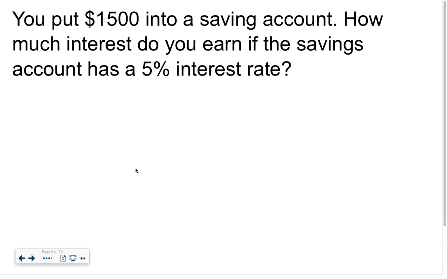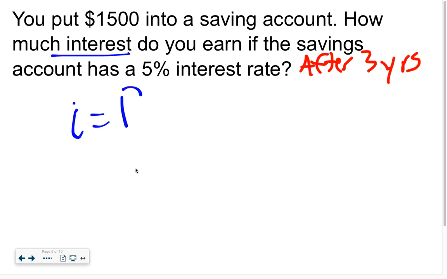Here we go. This one, you need to add one thing to it. You need to put in after 3 years. There's no time on this one. That's a typo on our part. So again, it says how much interest. Put down your friend, IPERT, IPART, however you want to remember it.